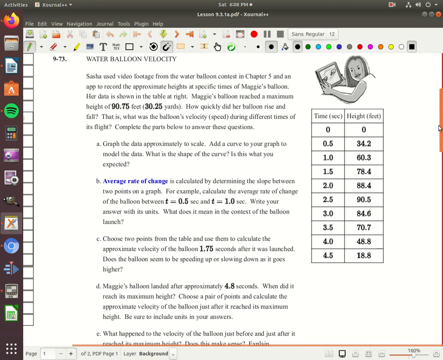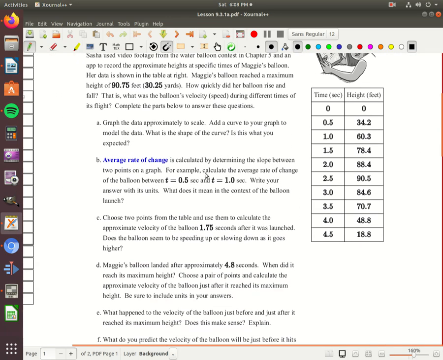Going back to B, it says the average rate of change is calculated by determining the slope between, and again, the slope is the change in y over the change in x, right? Slope is change in y over change in x. Is calculated by determining the slope between 2 points on a graph. For example, calculate the average rate of change for the balloon between a half second and 1 second.